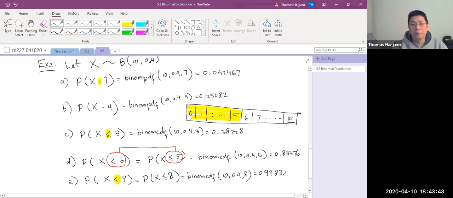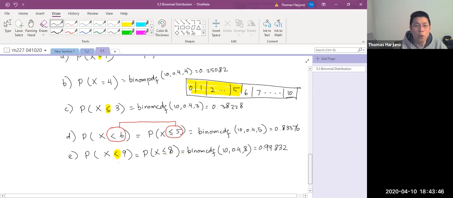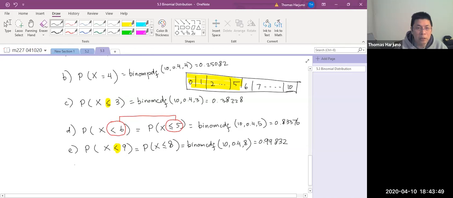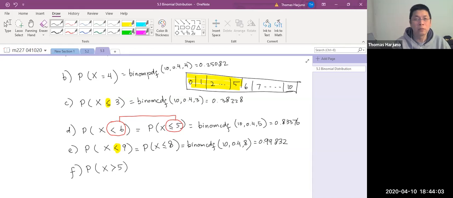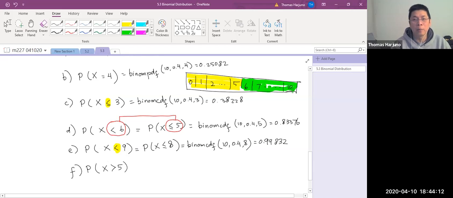Now let's go a bit further. Suppose I ask probability that X is more than 5. Now, we happen to have that here. More than 5 means what? Start from 6, right? Now, the thing is, I don't have a feature to compute greater than or greater than or equal to. I have the feature on my calculator to compute the probability up to a certain number.